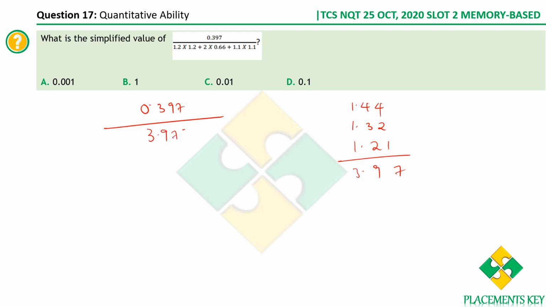So we have 0.397 by 3.97, so it is ones and then tens, so we get the value as 1 by 10, which is 0.1. Which is option D.